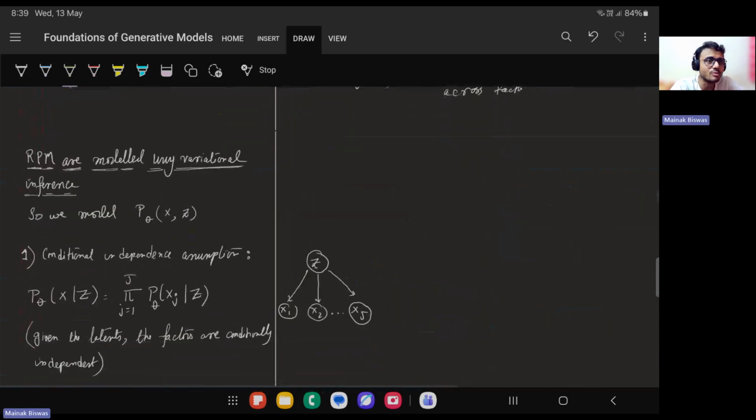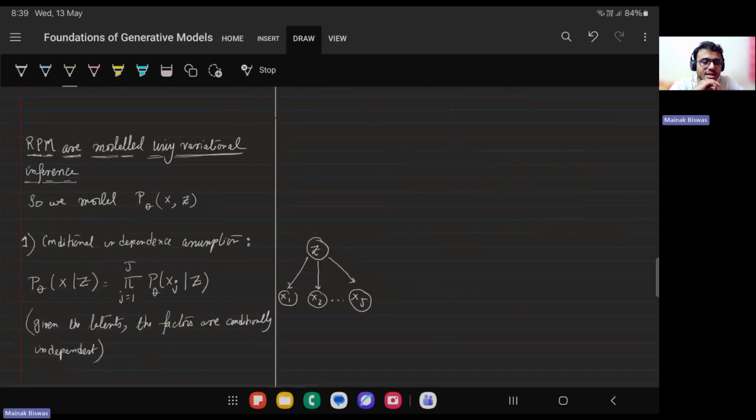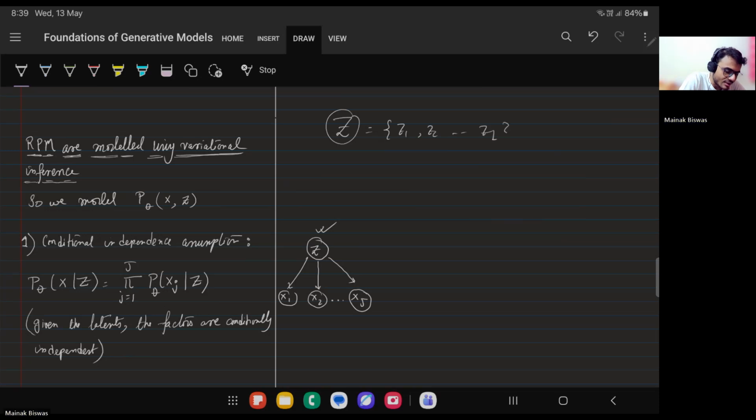So now let us try and formulate the mathematics behind RPMs, and we'll try to do the general purpose data. The assumption that we have is, as you can see in the graphical structure, say I have a Z, and Z could be anything. So it could be made up of Z1, Z2, dot, dot, dot, ZL, where each of them could have categories belonging to 0, 1, 2, K categories. But we're not worried about that as of yet.